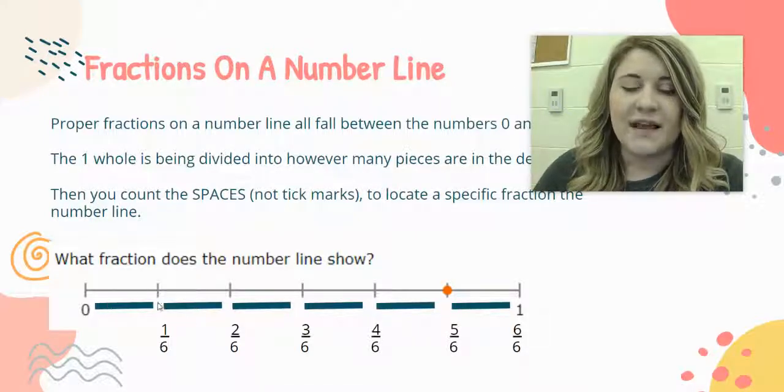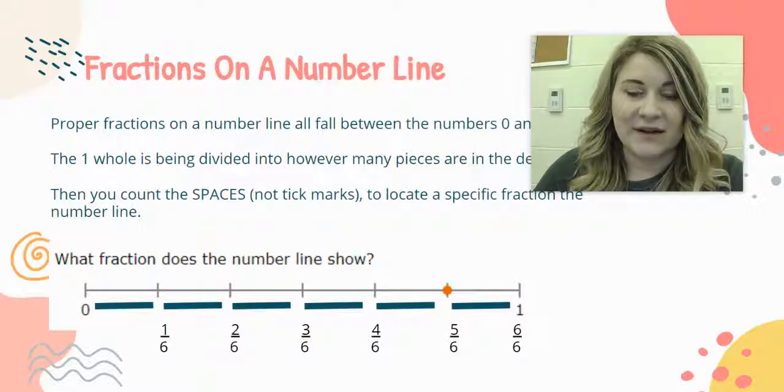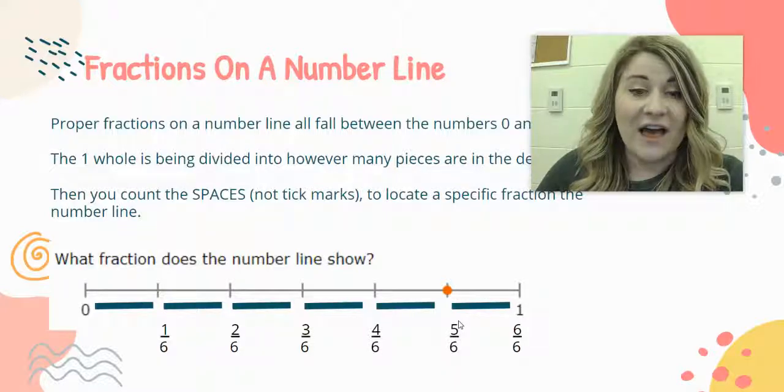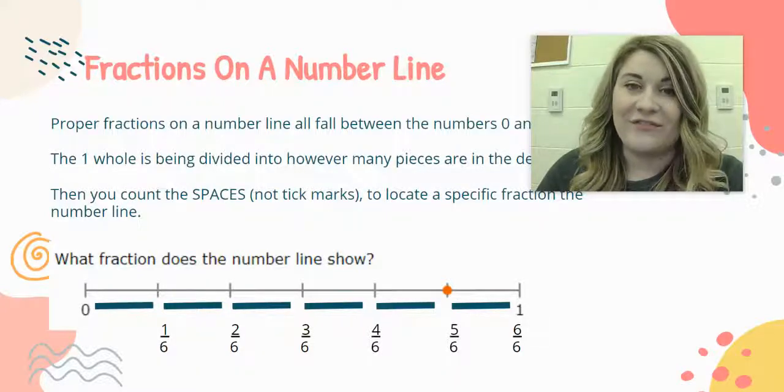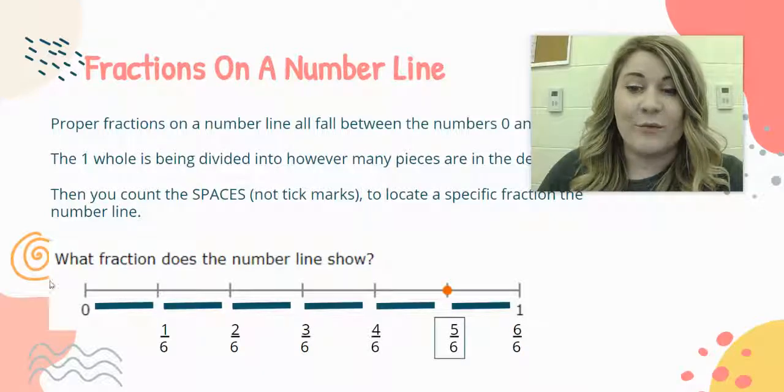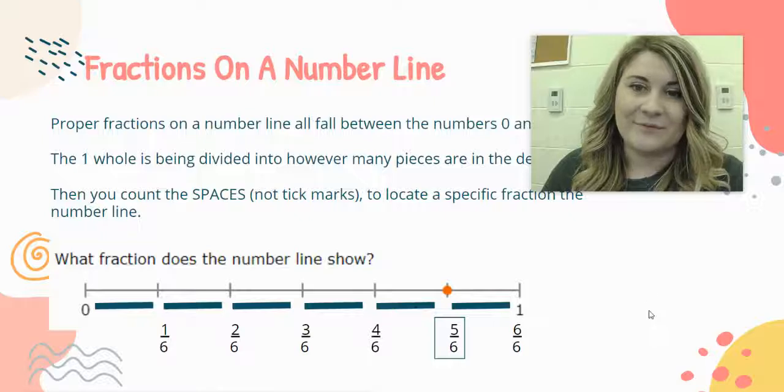Next, we're going to count how many spaces, not tick marks, it takes to get to the point. It takes 1, 2, 3, 4, 5 spaces to get to the tick mark. So I know that my answer is going to be 5 out of 6, or 5/6, because we have 5 sections colored in out of 6 sections altogether.